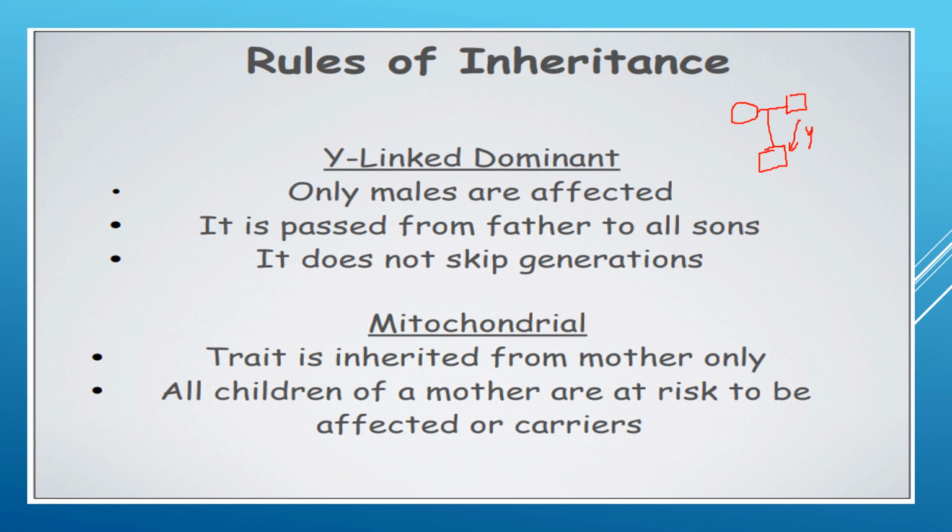Mitochondrial inheritance is seen from the mother. This mitochondrial DNA we inherit only from the mother. The rest of the DNA, which is present in the nucleus, we inherit 50% from the mother and the other 50% from the father. But coming to mitochondrial DNA, we inherit 100% of it only from the mother. So these diseases are transferred from the mother to the offspring, male and female equally. So this is about the rules of inheritance.